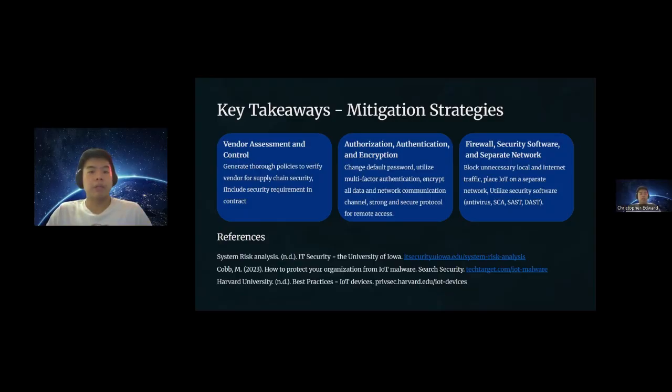But of course, when implementing this, it is always good to check with your IT personnel and do the risk assessment together, with cross-functional collaboration, to understand more about the assets and the goals of the company.